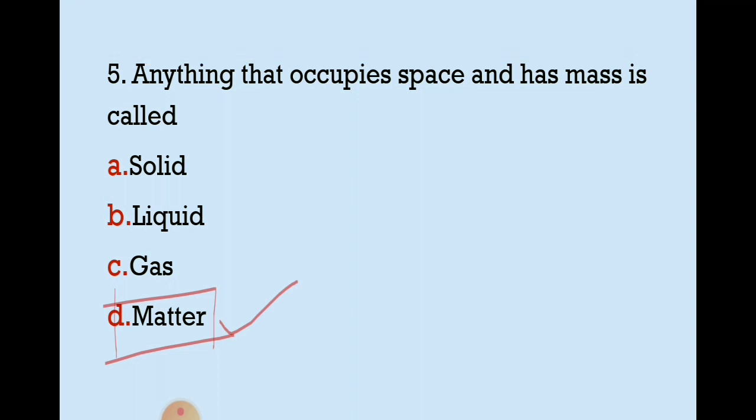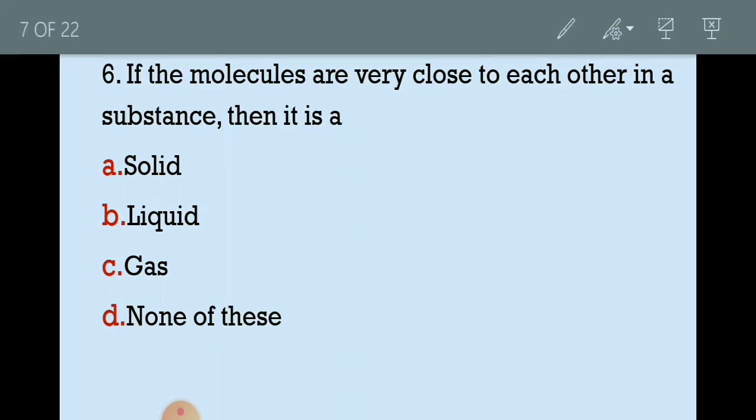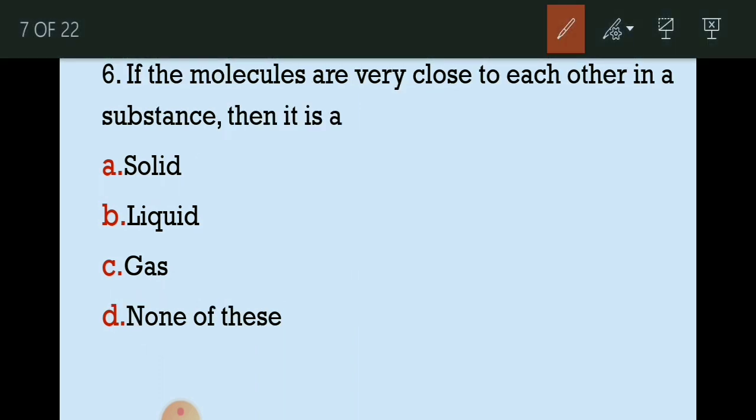Okay, so let's move on to the next question. Question number 6, just see what is given. If the molecules are very close to each other in a substance, then it is now in this case we know very well that molecules are very tightly packed or close to each other in case of solids, and the molecules are not so tightly packed in case of liquids, and molecules are farther apart in case of gases.